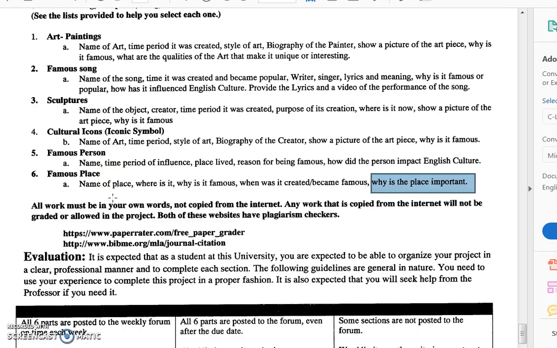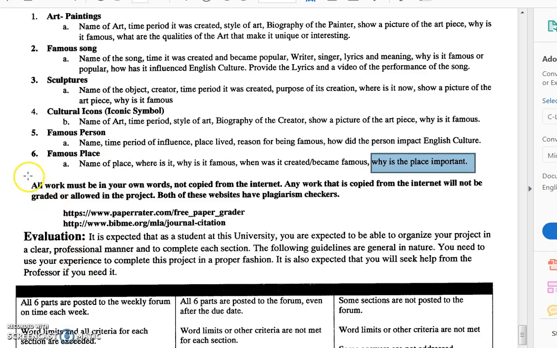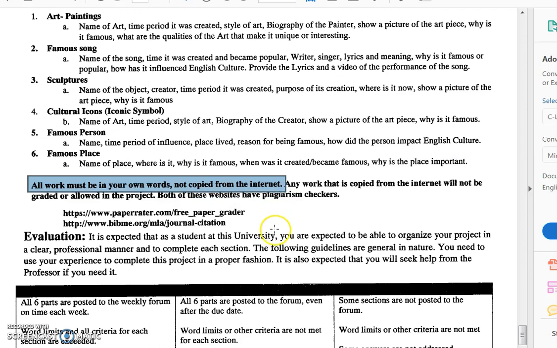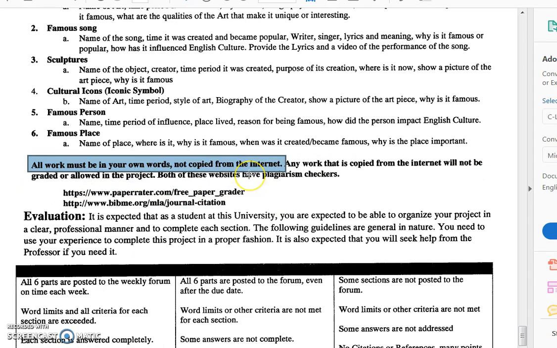Now, a couple of things here that are real important. All of this work must be in your own words. Do not copy it from the internet. I'm not interested in your cut and paste, so be very careful with that. Any work that is copied from the internet will not be graded or allowed in the project. If you use information from the internet, make sure you provide a bibliography and cite your sources correctly.